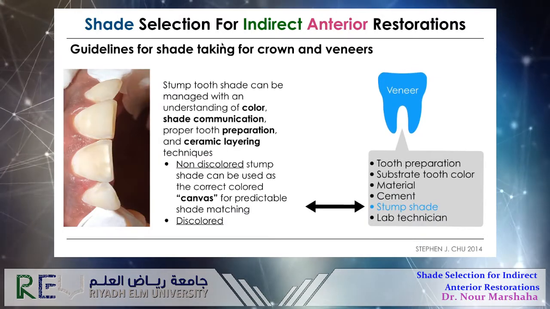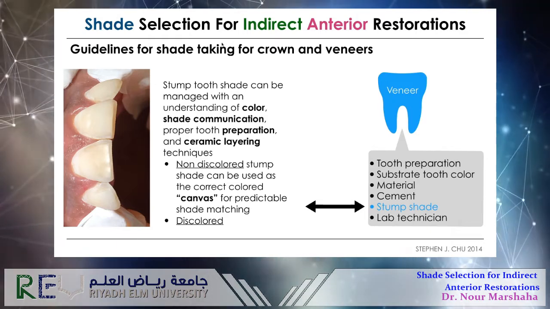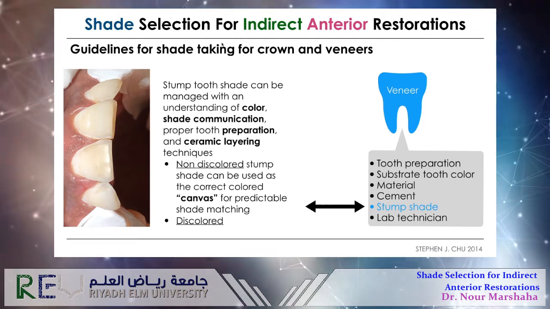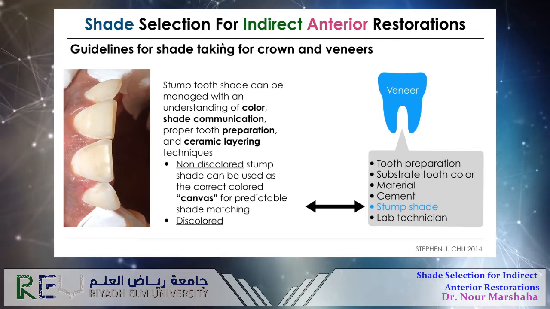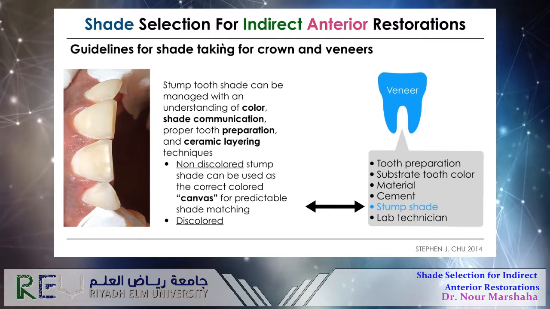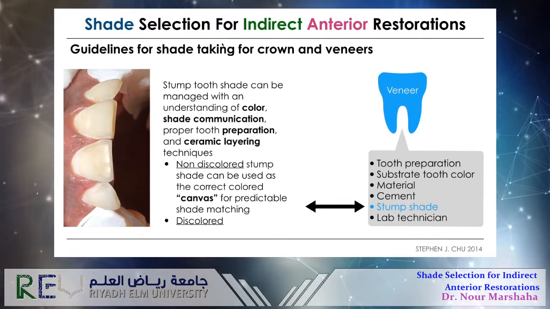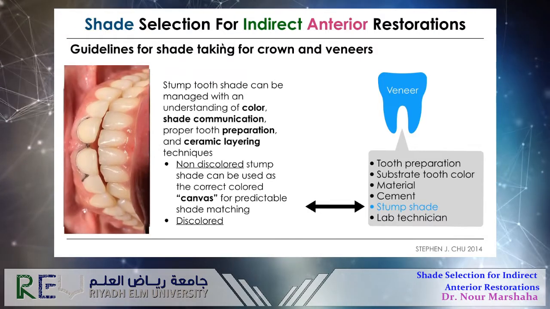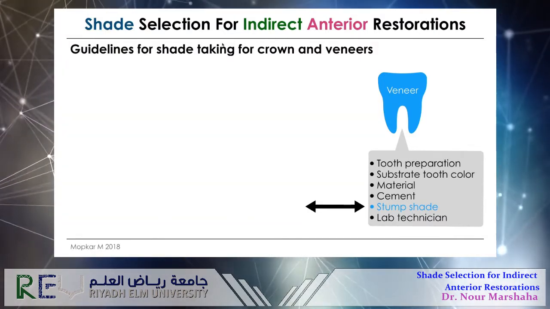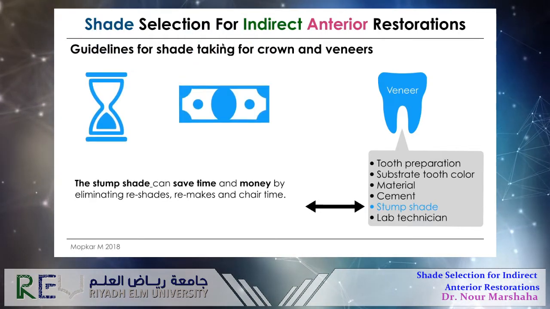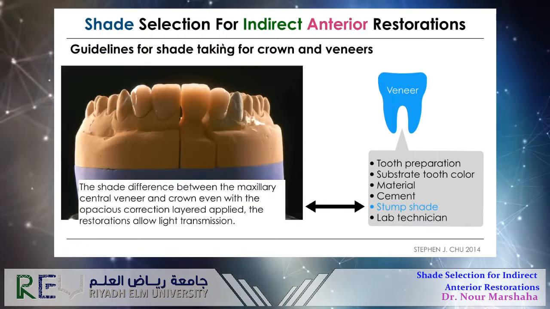For the stump shade also, we have to send it to the dental lab in the order to let them know the color, and we have to know the shade communication, proper tooth preparation, and ceramic layering techniques that we use. Non-discolored stump shade is used as a canvas for predictable shade matching for the discolored tooth. And now, the stump shade can save time and money by eliminating reshades and remakes.